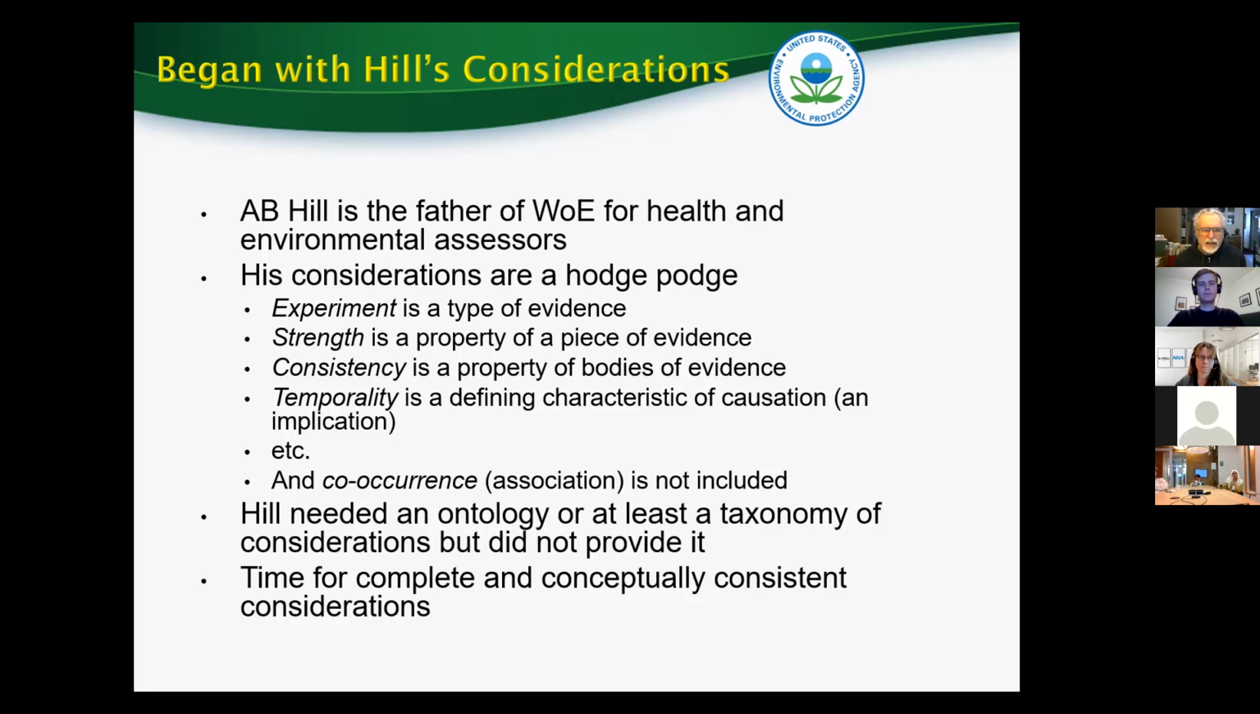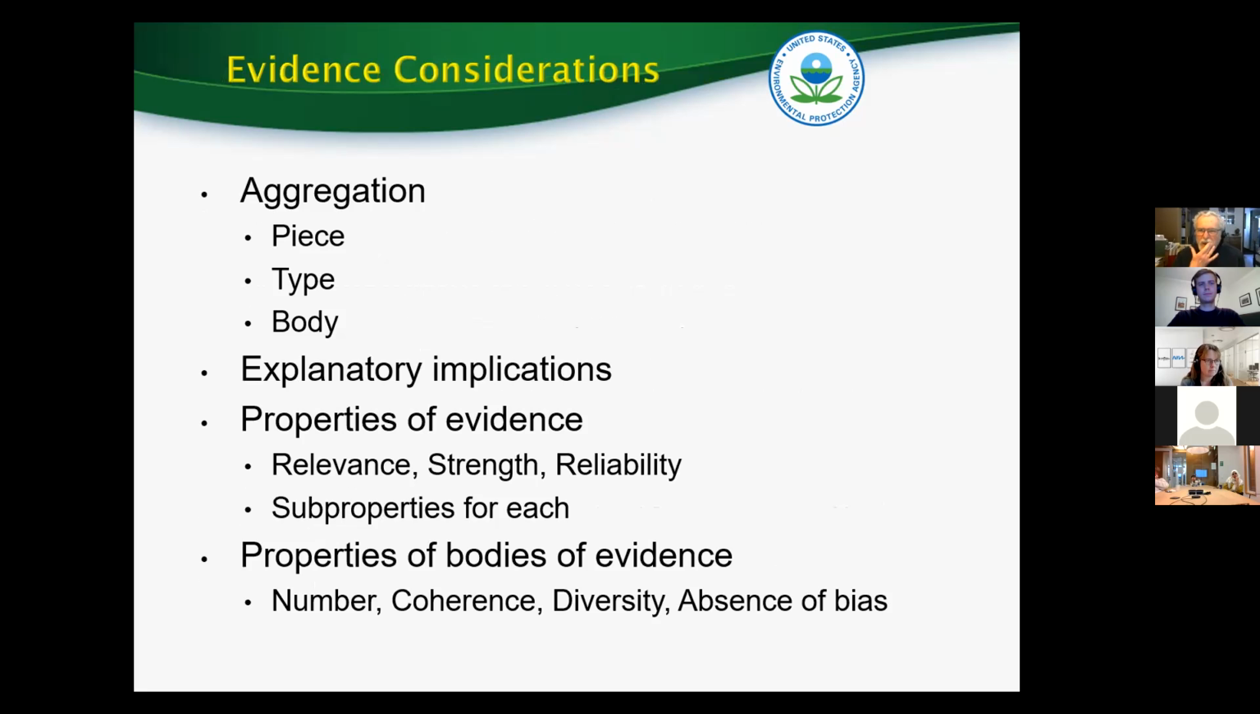And there are, of course, more, but rather the remarkable aspect of Hill's considerations is he doesn't include co-occurrence or association. He just assumes that you have that, which of course we don't necessarily have when we're doing environmental causal assessments. So I felt that Hill needed an ontology, or at least a taxonomy of considerations. He didn't provide it, so I thought I would. And these are what I think of as the taxonomy of the considerations.